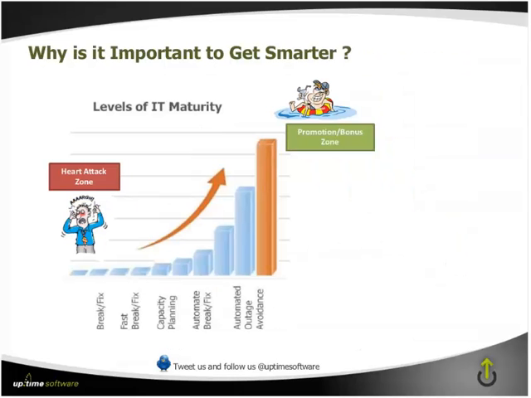Now, another way to look at this in terms of why it's so important to get smarter is moving along these levels of IT maturity. If you're on the left-hand side, so you're at that basically no monitoring or break-fix stage, you're in what we call a heart attack zone. Right? So as an IT organization, but also as an individual, you're going to spend most of your time simply trying to make sure everything's up and running. The stress levels will be phenomenal on your team, all kinds of wasted resources, all kinds of tension. You want to be moving up towards the automated outage avoidance, which is what we call the promotion or bonus zone.